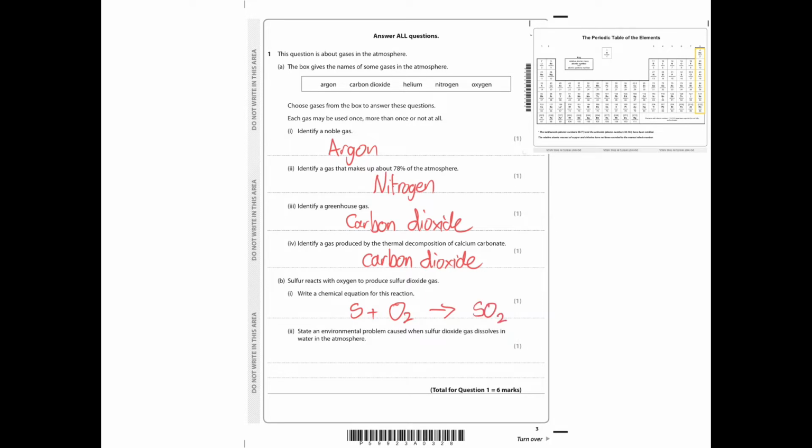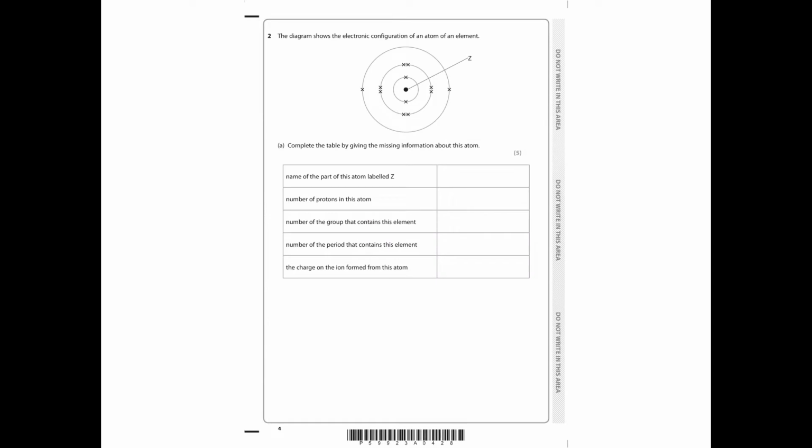The environmental problem that this causes is that sulfur dioxide contributes to acid rain when it reacts with water and oxygen to form sulfuric acid. Everything on page 1, I'm afraid, is rote learning. There's not that much application involved, and so these are just facts which you need to know for your IGCSE exam. For question 2, you are shown a dot and cross diagram from an unknown element.